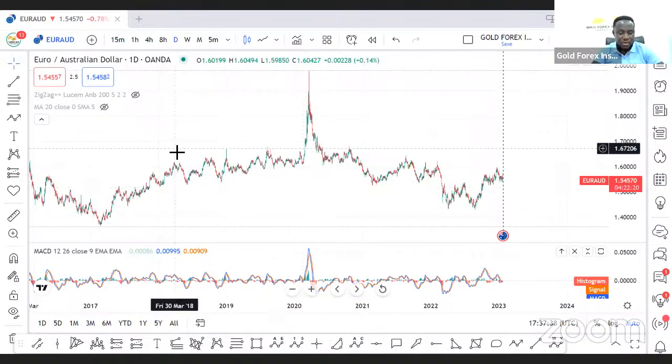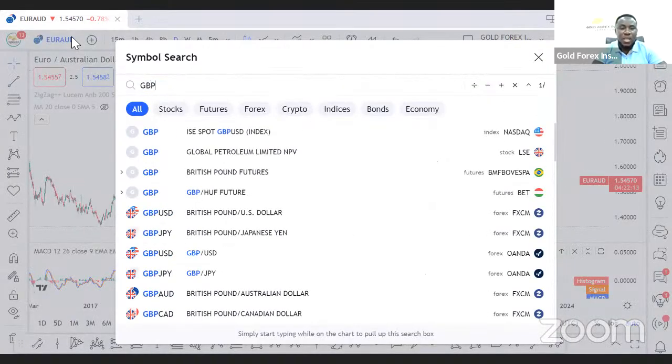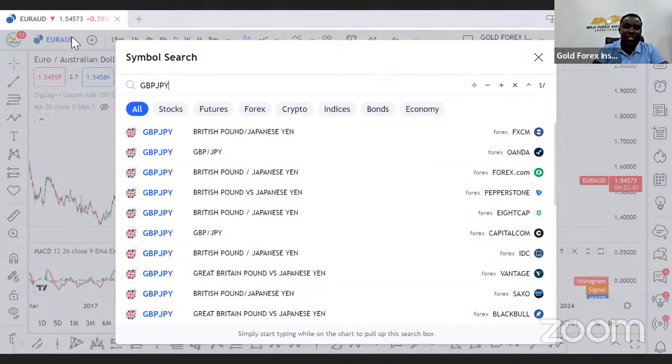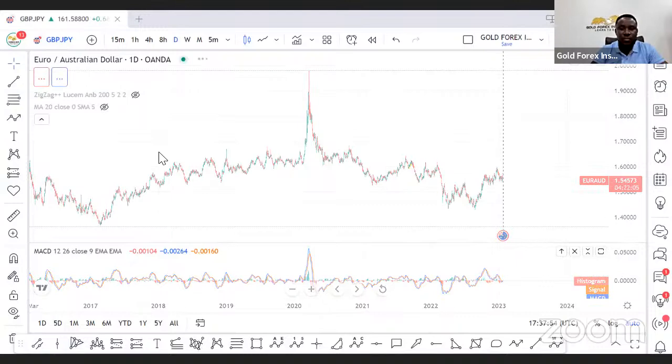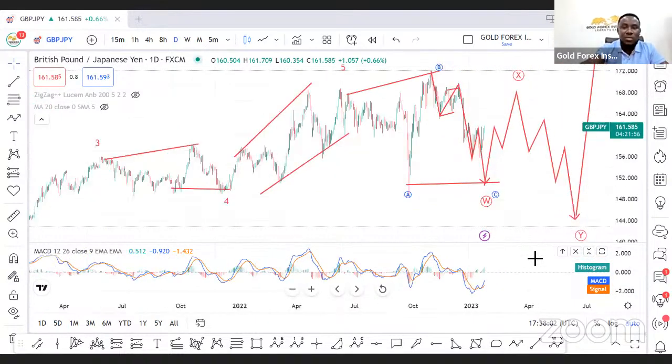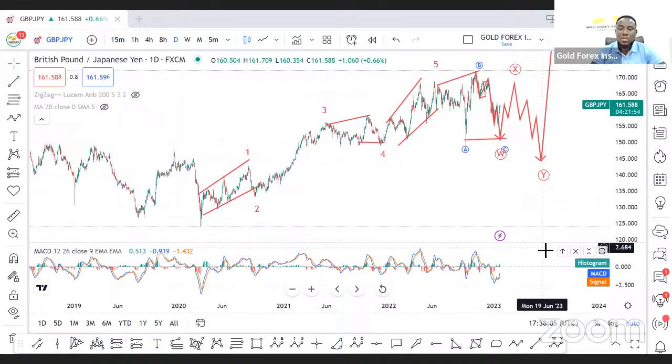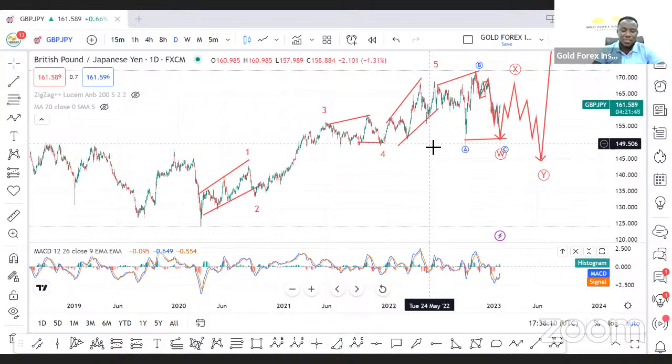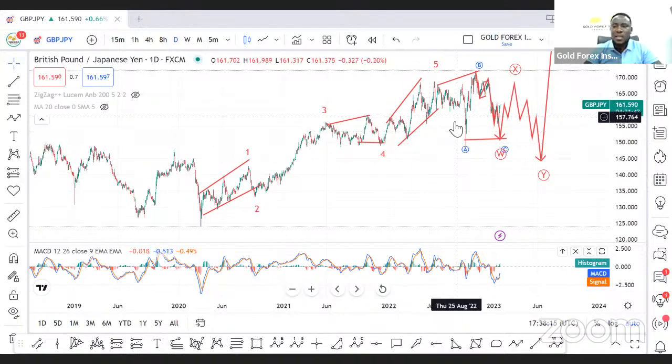AUD JPY. What do you see on AUD JPY? Okay, so someone is asking for GBP JPY. Let me see whether I can. Okay, I think GBP JPY, I've analyzed it already. So I think I did some rough analysis. It's quite tricky around that time.